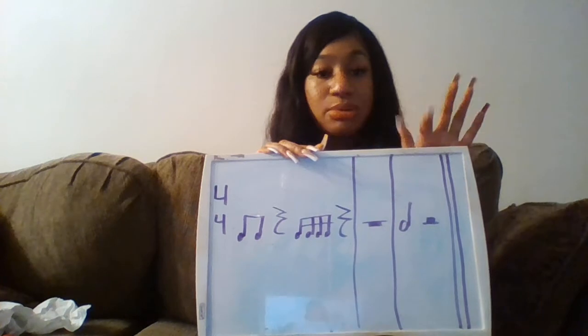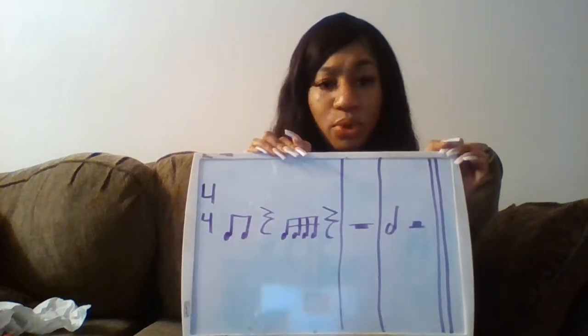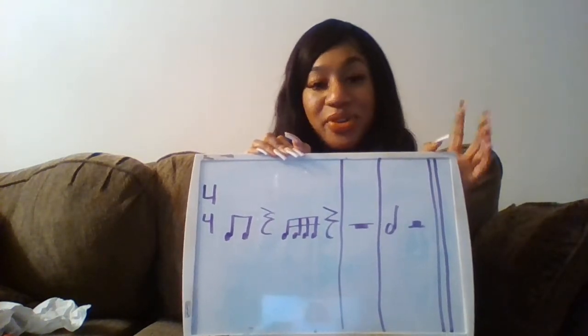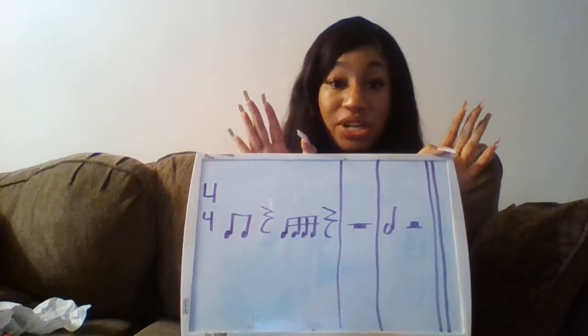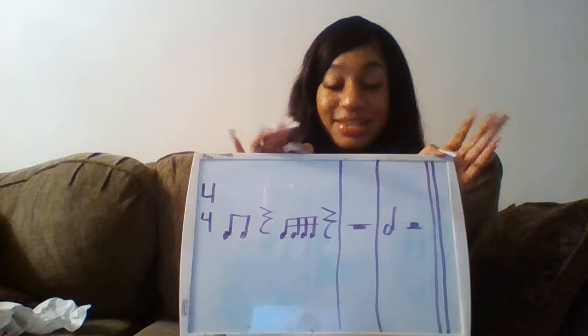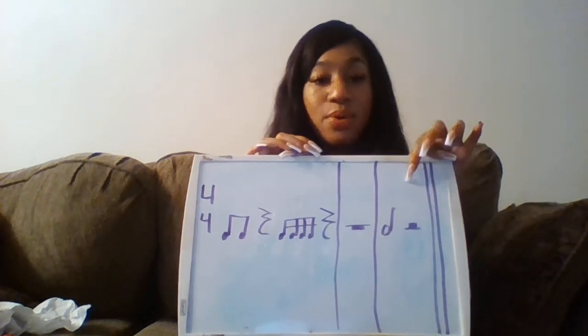All right, last but not least, we have 2 symbols. I wonder what they could be. Okay, so if there's 2 symbols in a 4/4 measure, if there's no dots involved, which I'm about to talk about next, that means they equal the same amount of beats.